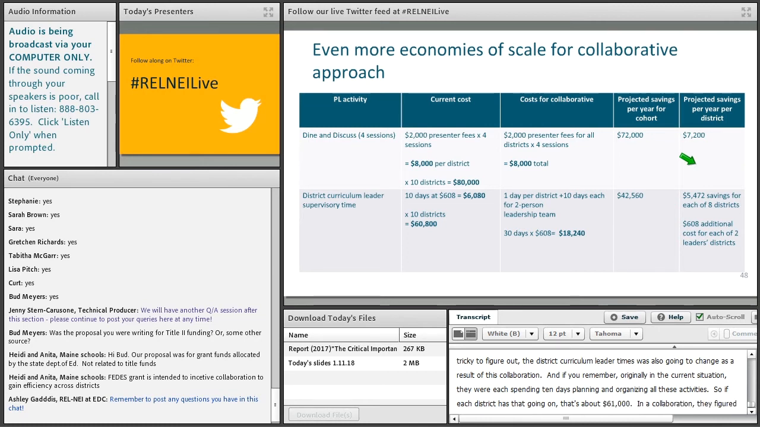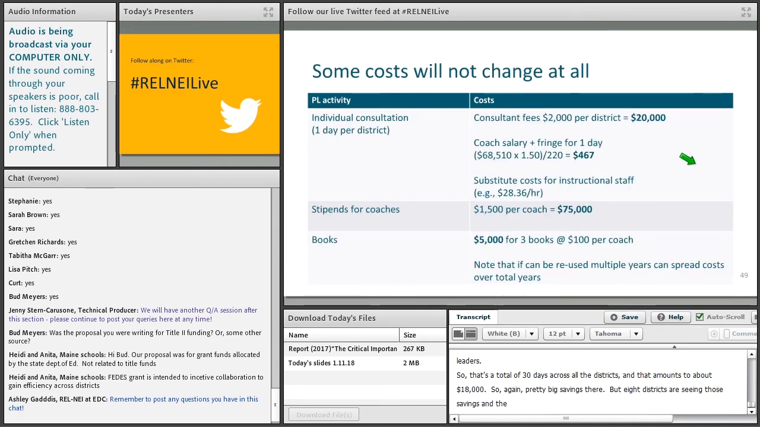In a collaboration, they figured that they would probably just need a two-person leadership team. Each of those people would need to spend 10 days on the planning and organization for all the districts. And then each of the 10 districts would need one day to coordinate with the leaders. So that's a total of 30 days across all the districts, and that amounts to about $18,000. So again, pretty big savings there, but eight of the districts are seeing those savings, and the two who have the leaders spending pretty much the same amount of time and a little bit extra there would be experiencing additional costs.